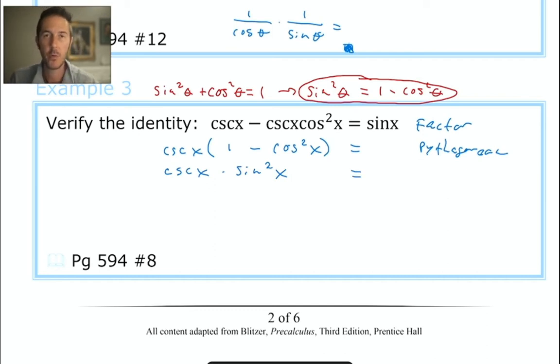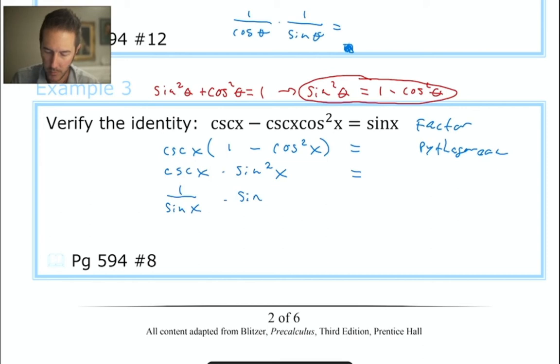Now what am I supposed to do? I'm telling you, just keep changing things into other things while still following the rules. I know that cosecant is the reciprocal of, oh yeah, that's nice. When you finally see it, it's kind of satisfying. Cosecant is 1 over sine x times sine squared x, or you could write it as sine x times sine x, or you could write it as sine x quantity squared if you want to.